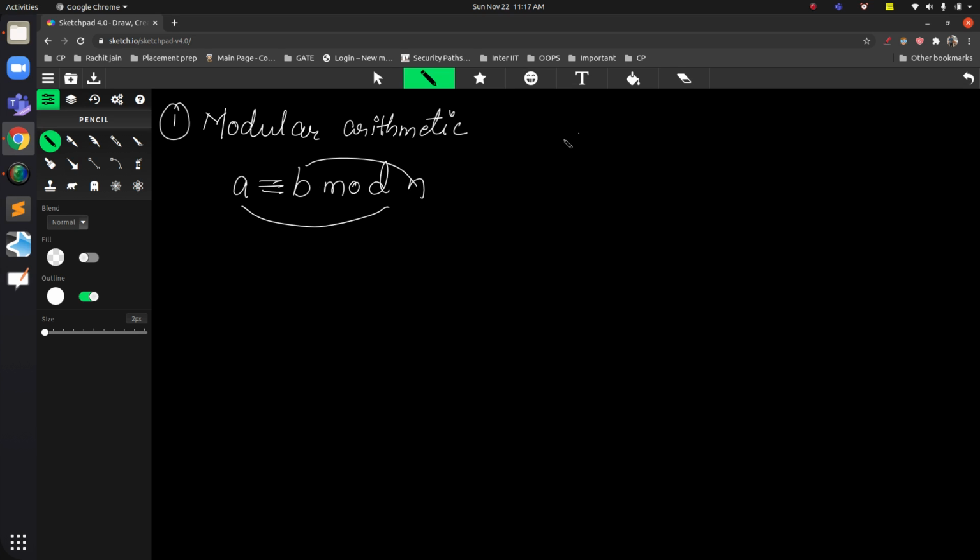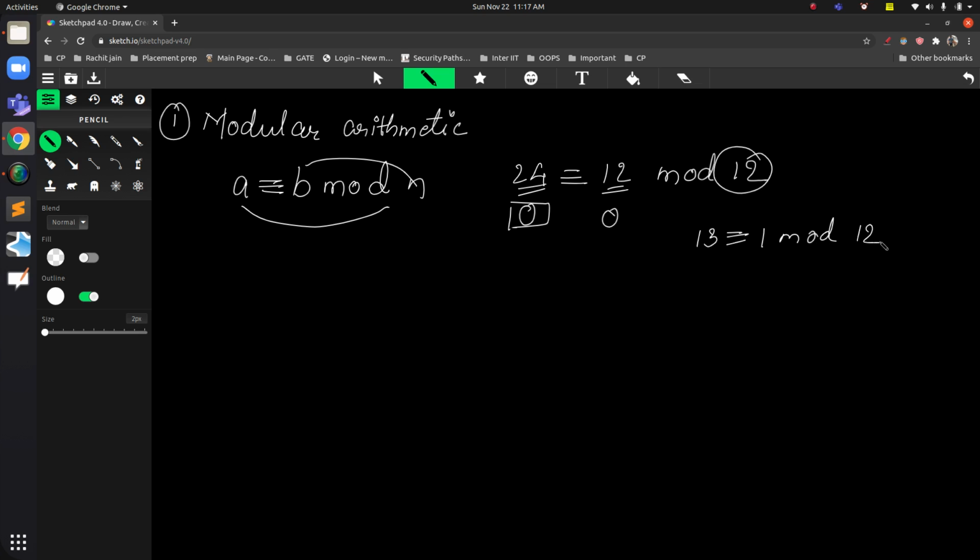For example, if we have 24 equal to 12 mod 12, what it means is if we divide 24 and 12 by this 12, it will give the same remainder, 0. Okay. So again the example, 13 equals 1 mod 12. If we divide this term and this term by 12, we'll get the same remainder, 1. So this is the basics of modular arithmetic.